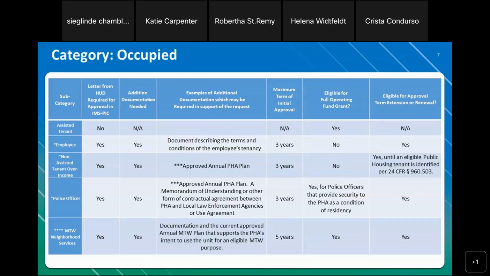Next section on the header says eligibility for full operating fund grant, your operating subsidy. Some of the units are exempted and you will not receive any operating subsidy, whereas in some categories, you will receive operating subsidy. So please make sure that you always go back to that PIH notice and check that column and the effect on your operating subsidy as you make a change to unit category or unit subcategory status.